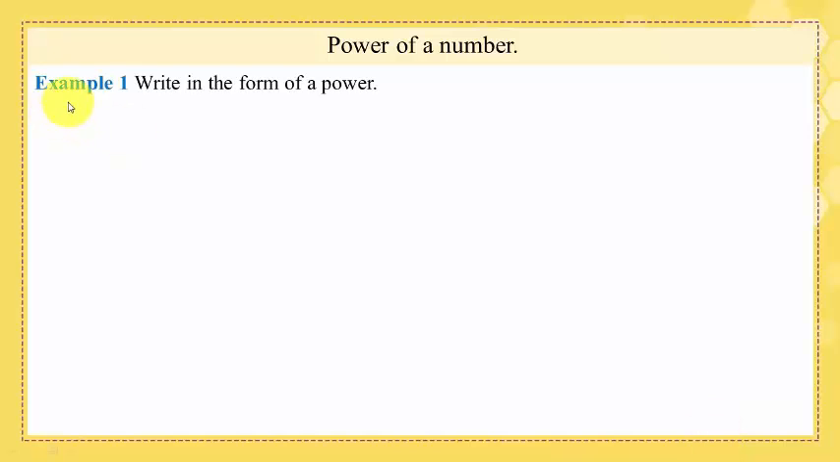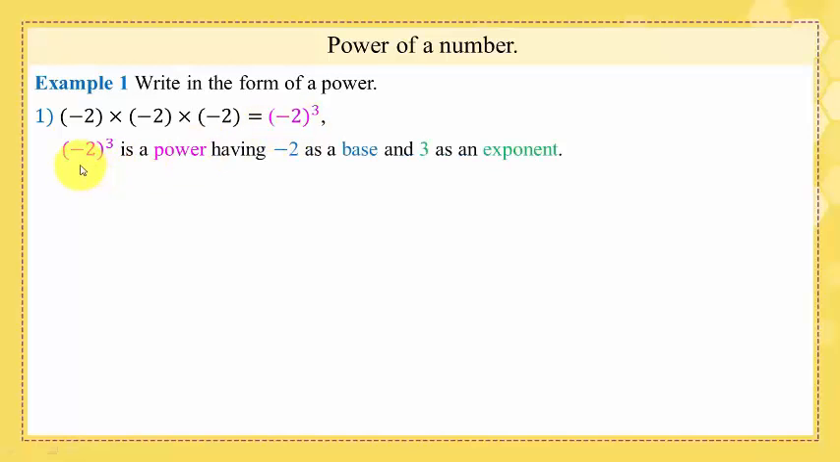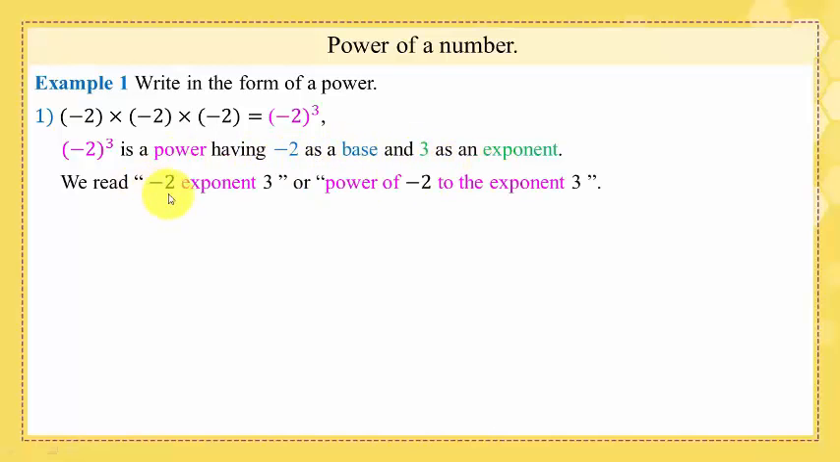Example 1. Write in the form of a power: minus 2 multiplied by itself 3 times equals (-2)^3, where (-2)^3 is a power, minus 2 is the base, and 3 is the exponent. We read minus 2 exponent 3, or power of minus 2 to the exponent 3.